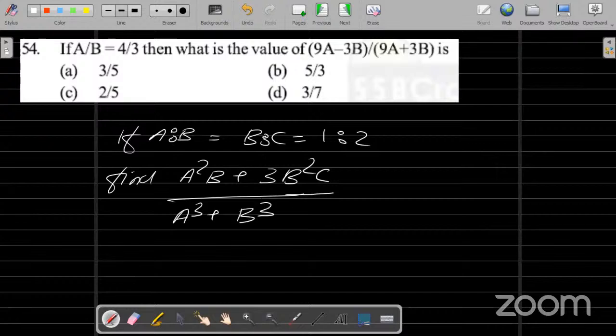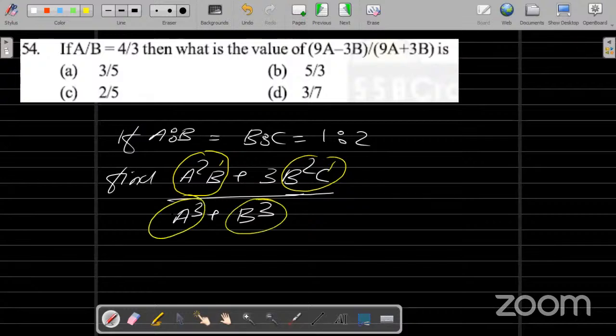Okay, so this also is a homogeneous expression, where the first term's total power of variables is 2 plus 1, 3. Here also it is 3. Here 3. Here also 3. So it is a homogeneous expression. But since we have 3 variables in this case, we may have to go for a ratio connecting the 3 variables. So what we are given is A is to B is 1:2 and B is to C also is 1:2.